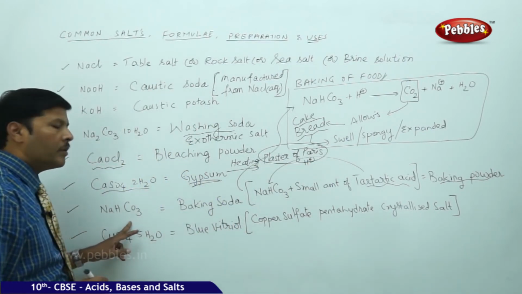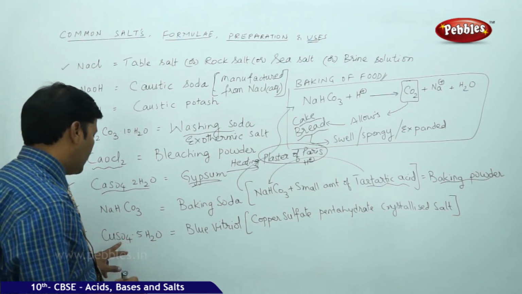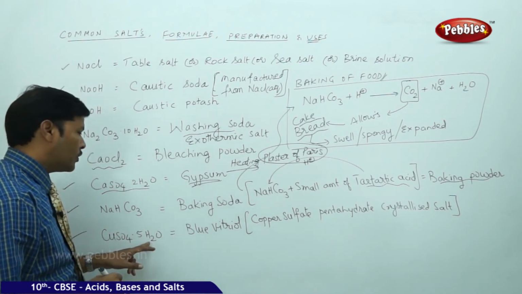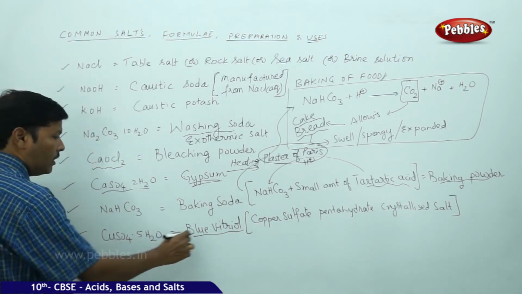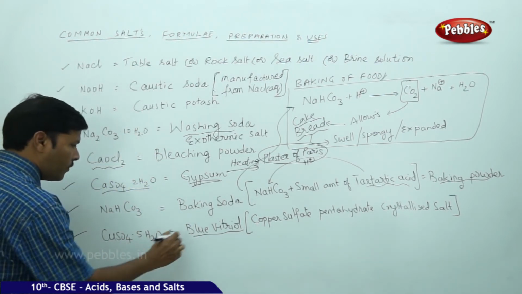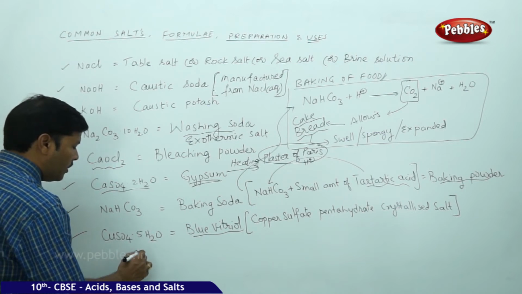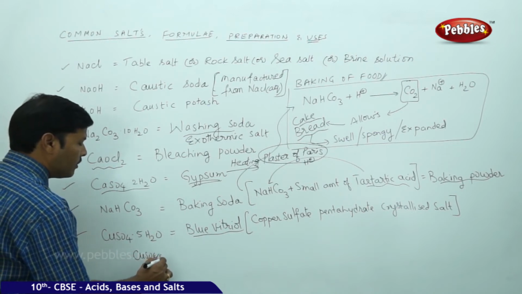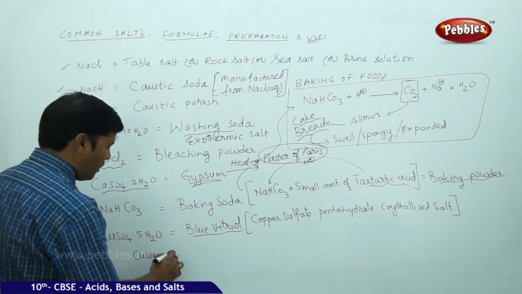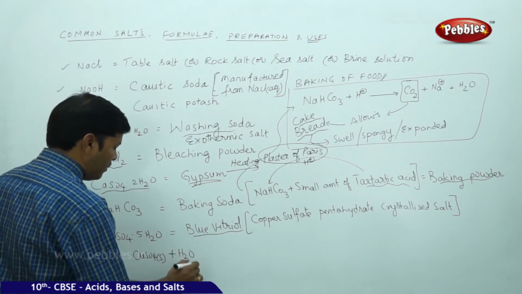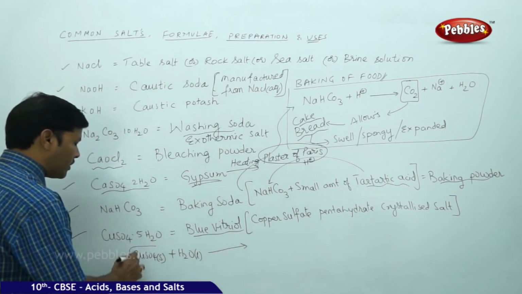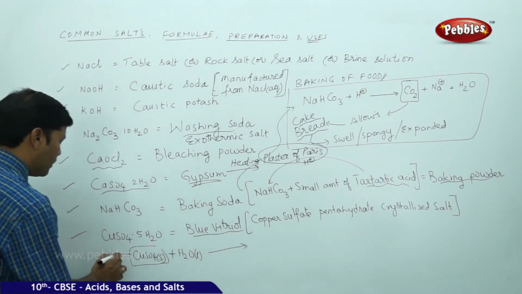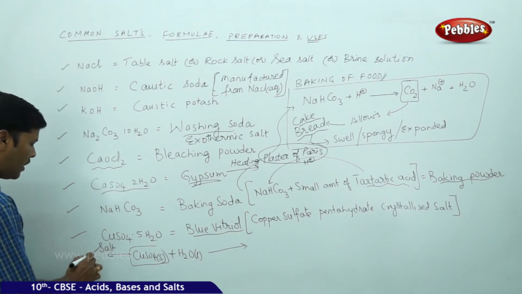And sodium bicarbonate, baking soda, and the last one is copper sulfate 5H2O. It is also called blue vitriol. We call it blue vitriol because copper sulfate solid is colorless. Again, when you add water in the liquid state, one formula unit of copper sulfate, because it is a salt, we call it a formula unit.